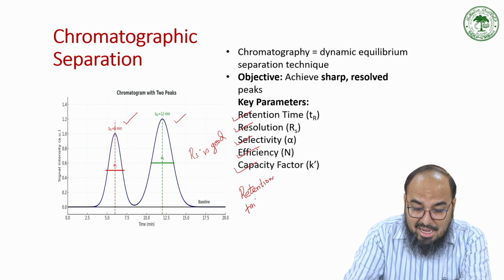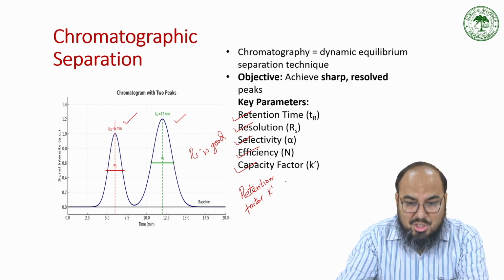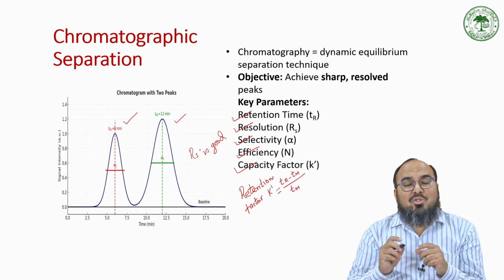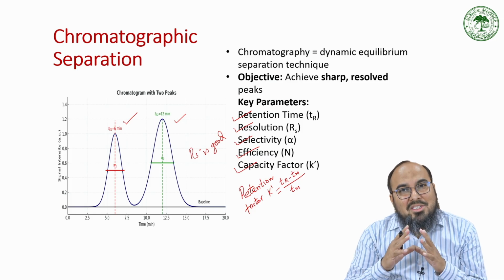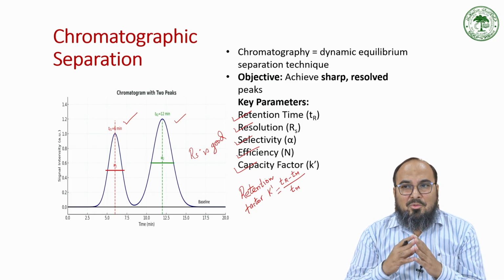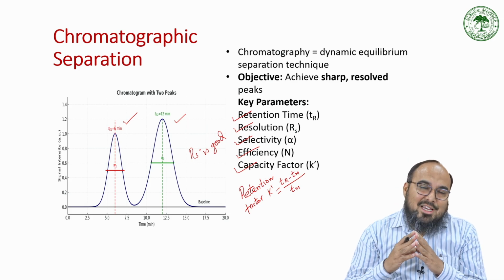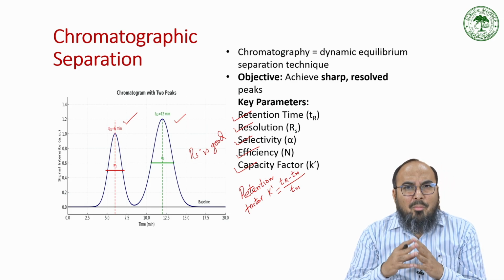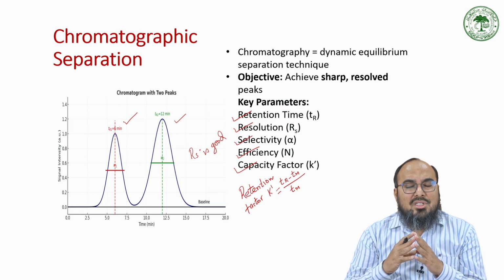The retention factor is given by k'. This k' can be defined as (TR minus TM) upon TM. This TM is the dead time, the time taken by the unretained solute, and TR is the time taken by a particular component. So we are going to study each of these parameters in detail.